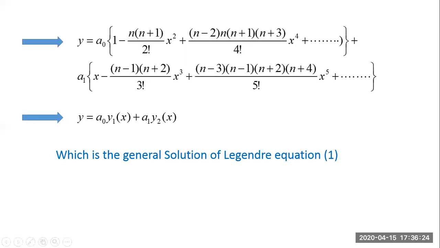So the general solution of Legendre equation is given by y is equal to a0 y1x plus a1 y2x, where y1x is 1 minus n into n plus 1 by 2 factorial into x square plus n minus 2, n plus 1, n plus 3 by 4 factorial into x power 4 and so on. And y2x is given by this sum, where n is any number. So next video, we see the properties based on these two solutions, y1x and y2x.